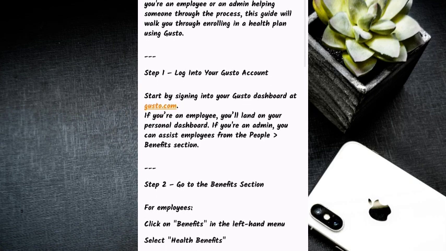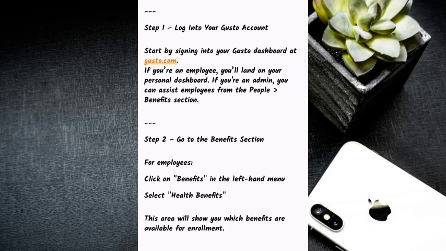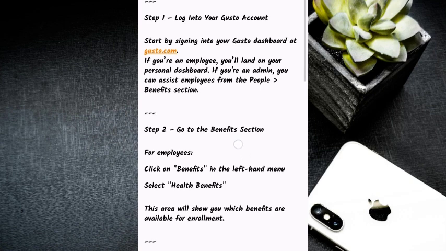Step 2. Go to the benefits section. So for employees, click on benefits that's in the left hand menu, and then you want to select health benefits. This area will show you which benefits are available for enrollment.